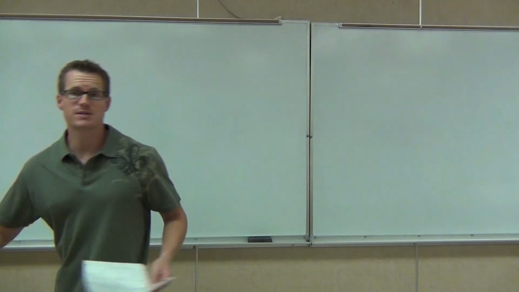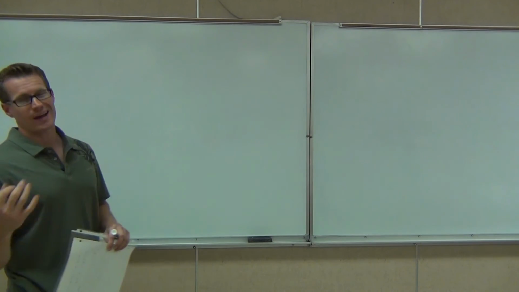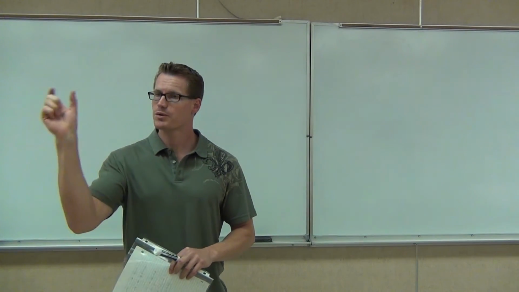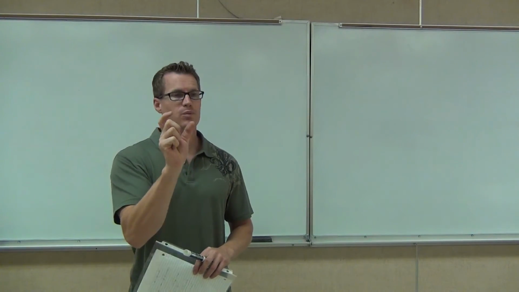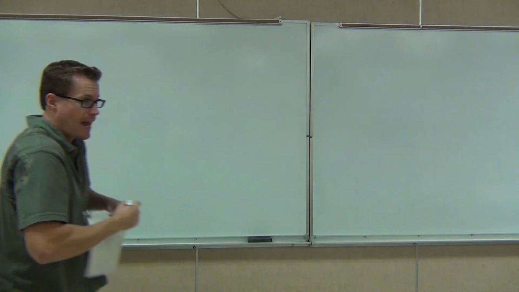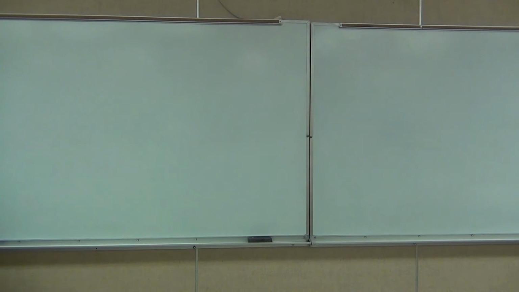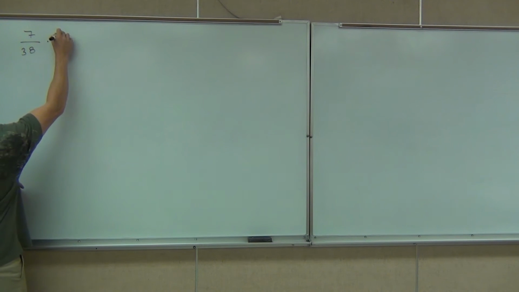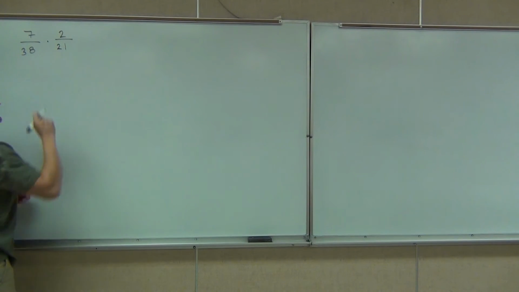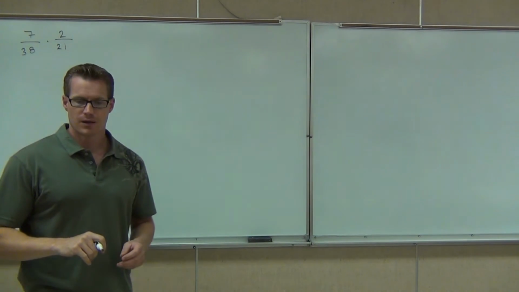So we're continuing on with some multiplication and division of fractions. And what we learned last time is that if we have some fractions, we can certainly multiply them. We have really 3 options to multiply. We multiply fractions straight across, but we really do want to continue to simplify these things as we multiply them. So for instance, if we have something like 7 over 38 times 2 over 21.